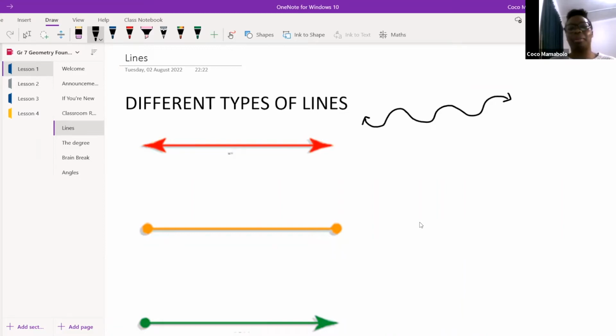Oh, Nokwezi already learned about parallel lines at school. That's amazing. We're going to get there. You're jumping the gun. Hold on.